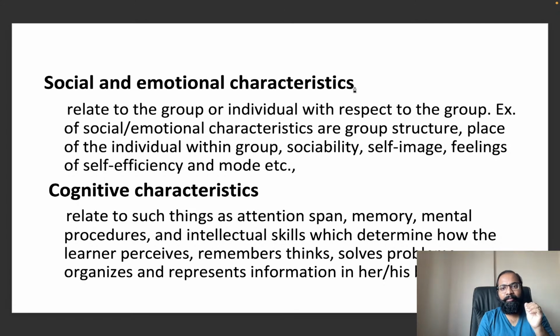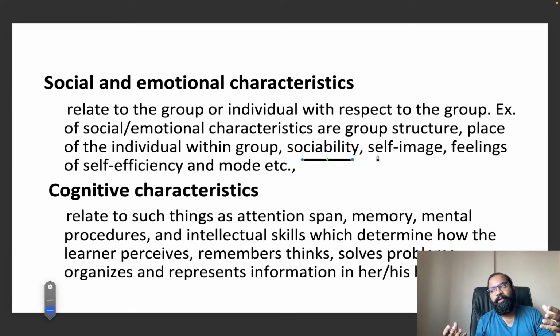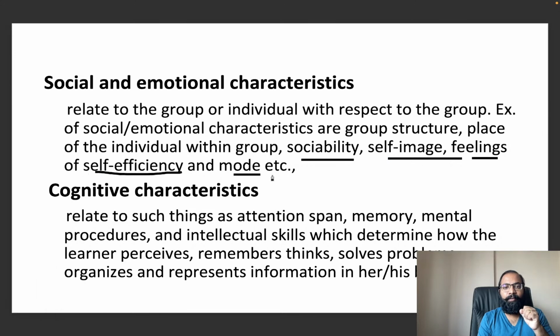Social and emotional characteristics include sociability, meaning how well you mingle with your neighbors or friends. What is your self-image, meaning how you look at yourself? What about your feelings, your self-efficacy and mood, and so on? It means how you are emotionally and socially connected to society, friends and neighbors, and how you see yourself. All this comes under social and emotional characteristics.